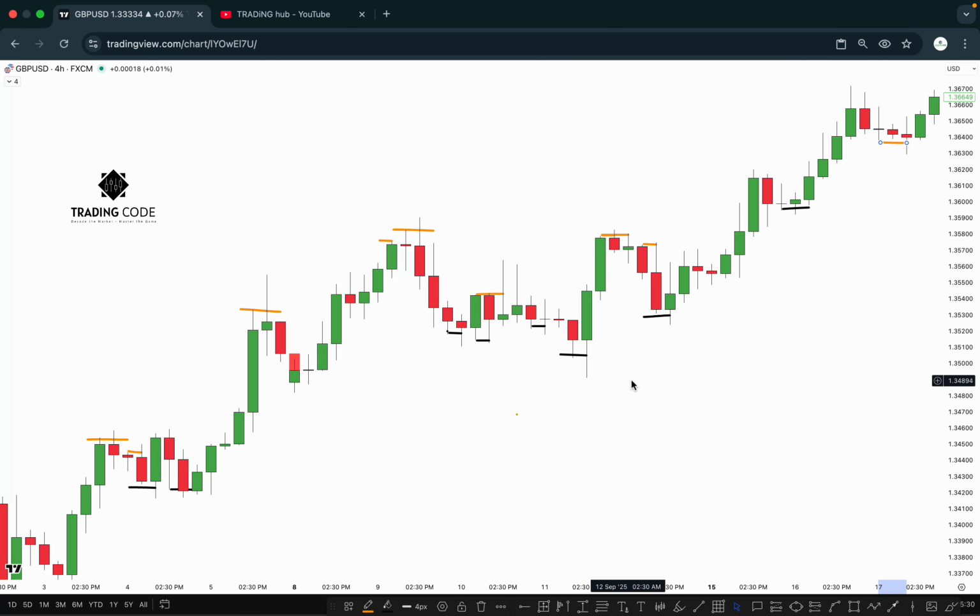So this is exactly what I'm trying to teach you, how you can spot the high quality trade here for the buy and sell. First, you need to identify the trend direction. Then you need to identify the previous candle high low sweeps.